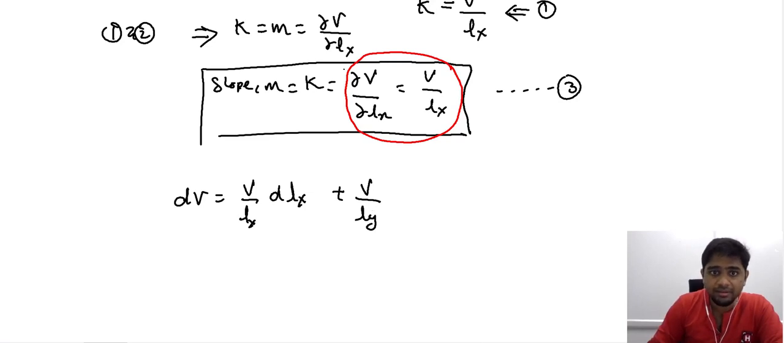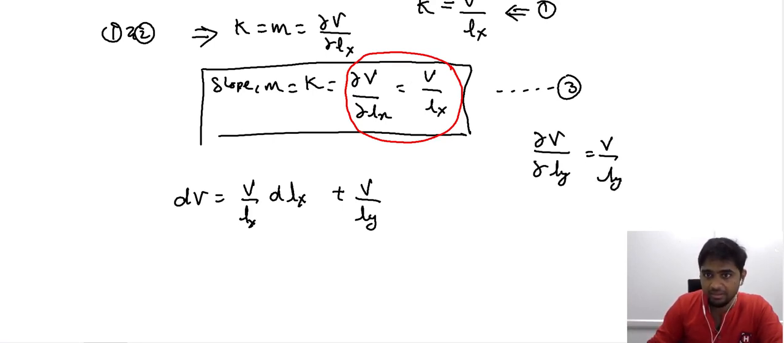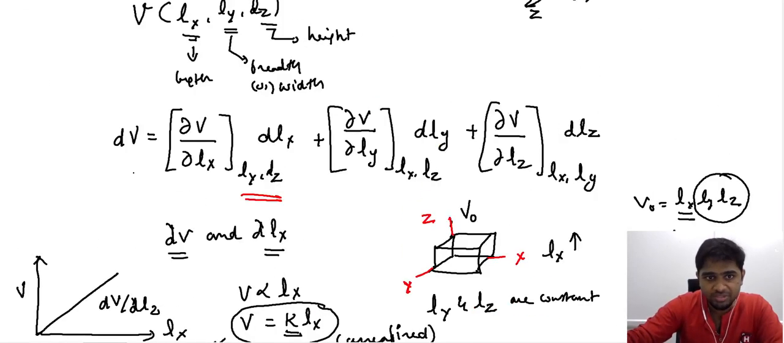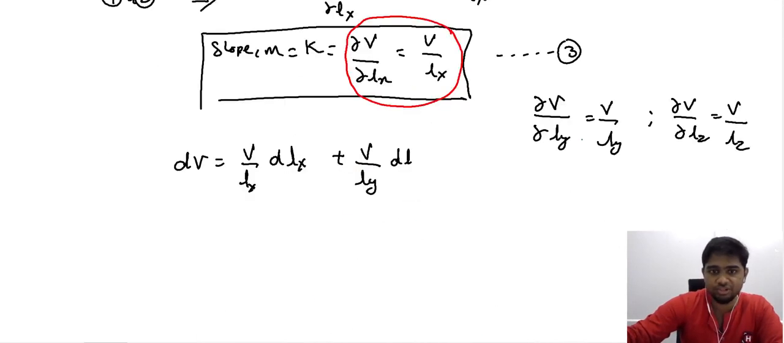So whatever we have done for the dimension along the x-axis, the similar treatment can be extended to the dimensions along the y and z axis. And we will be able to end up with a similar relation, that is dou V by dou Ly is V by Ly, and similarly dou V by dou Lz is V by Lz. So through similar treatment, we will be able to arrive at these relations. Therefore we will be able to substitute all these three relations into our principal expression describing the overall change in the volume. So we will be able to replace these partial derivatives with the ratio of V by the corresponding dimension in the specific direction.